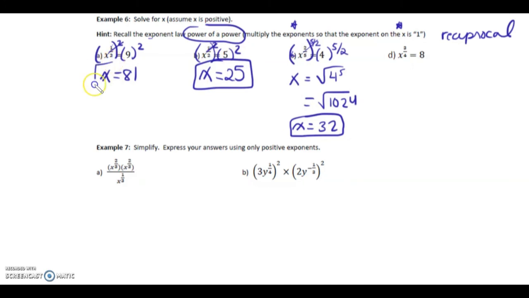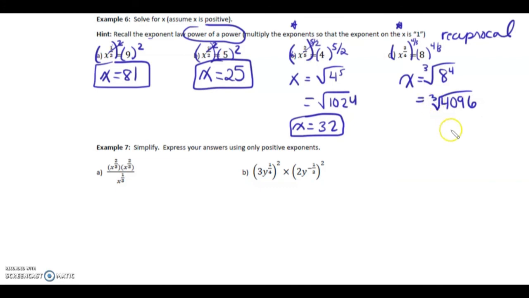I'll just box my answers. Okay, for D, think reciprocal again. What times 3 over 4 is going to give us 1? 4 over 3. Apply that to both sides. We get x equals 8 to the 4 and then cube root. Okay, 8 to the 4 is 4096. And then we're going to cube root, which is 16. So x equals 16.